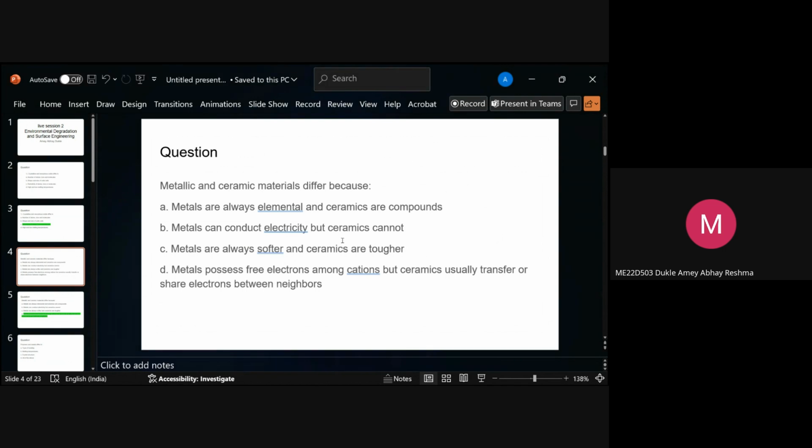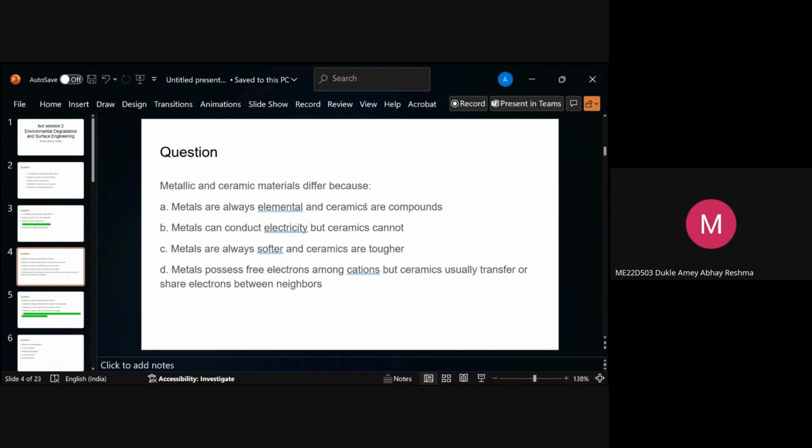The next question is, metallic and ceramic materials differ because metals are always elemental and ceramics are compounds. Metals can conduct electricity but ceramics cannot. Metals are always softer and ceramics are tougher. Metals possess free electrons among cations but ceramics usually transfer or share electrons between the neighbors. So we all know metals can be in the form of alloys as well, and likewise even ceramics can be in the elemental form.